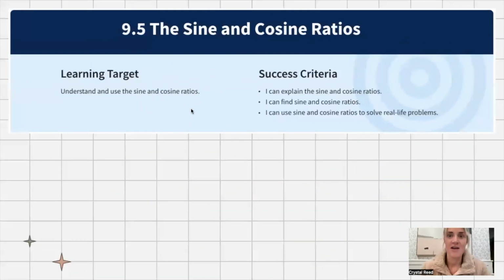All right, 9.5, the sine and cosine ratios. We've already learned tangents, so let's get into sine and cosine. Learning target today: understand and use the sine and cosine ratios. Our success criteria: I can explain the sine and cosine ratios, I can find sine and cosine ratios, and I can do some real world problems.